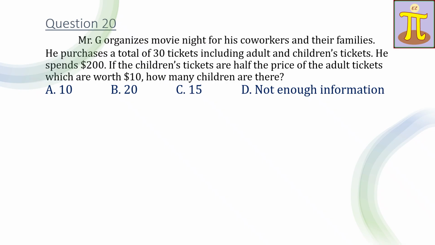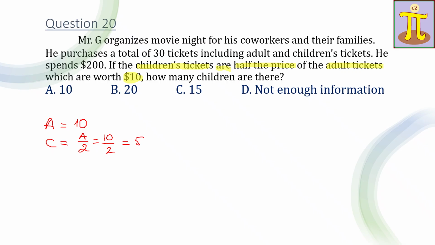So let's highlight what we have. Okay, so the children ticket is equal to half the price of the adult ticket, and the adult ticket is $10. So right down here, the adult ticket A is equal to $10, and then the children is half price, which means 5, right? 10 divided by 2. That is $5 for the children.